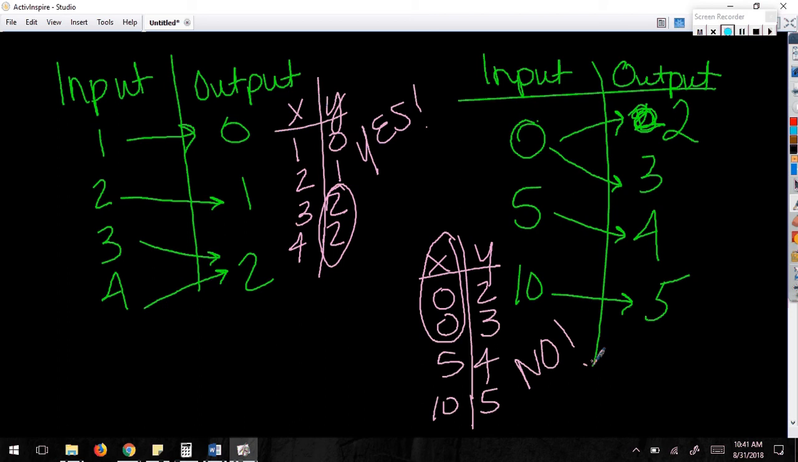The easiest thing for me whenever I look at it is going through and literally saying to myself, what's the output for 1? What's the output for 2? What's the output for 3? What's the output for 4? If I only have one answer for each of those, it is a function. But if I look at this one and say, what's the output for 0? 2 and 3. I can't have 2 outputs. You can have 2 inputs for the same number, but you can't have 2 outputs. Correct.